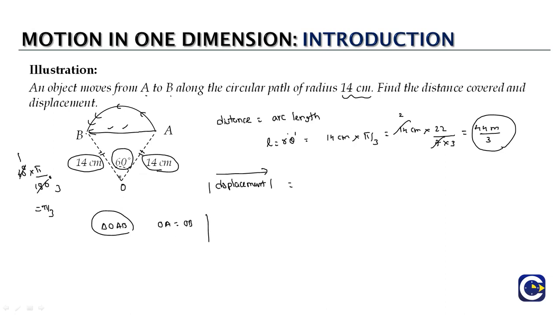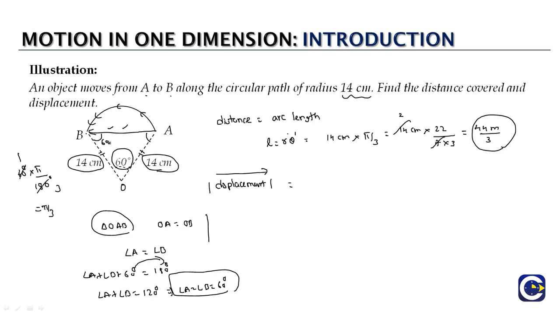because both are radii, which means the angle opposite to OA and the angle opposite to OB, which we can call simply angle A and angle B, must be equal, because in a triangle when two sides are equal, the opposite angles are also equal. But we already have angle A plus angle B plus 60, because in triangle OAB the sum of all the angles is 180, which means angle A plus angle B is equal to 120 by taking the 60 to the other side. This implies that both angle A and angle B must be equal to 60 each.